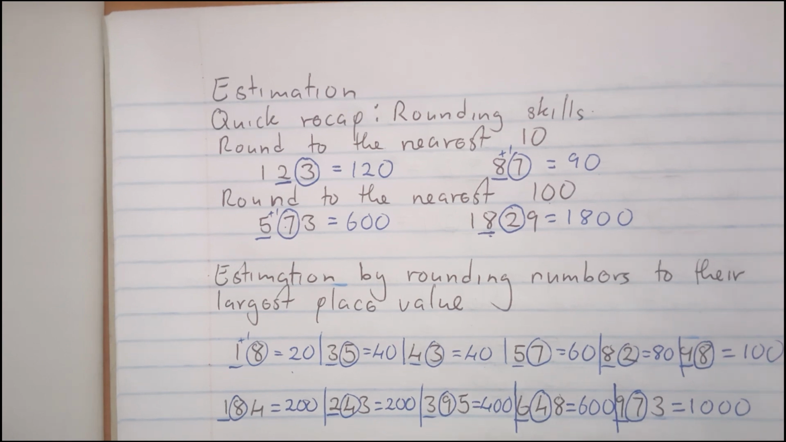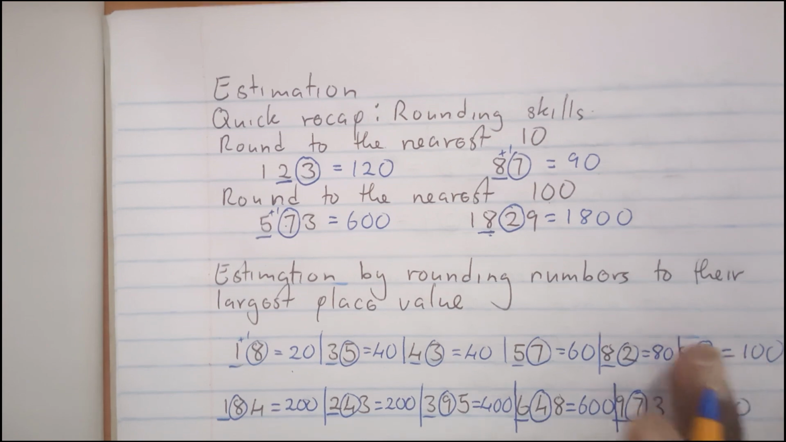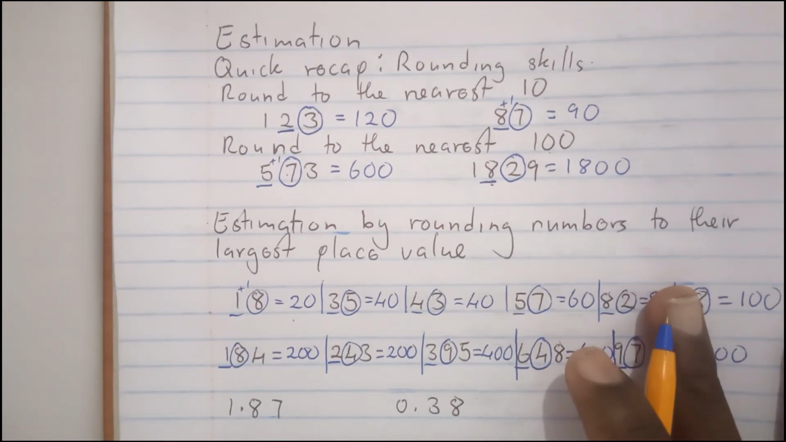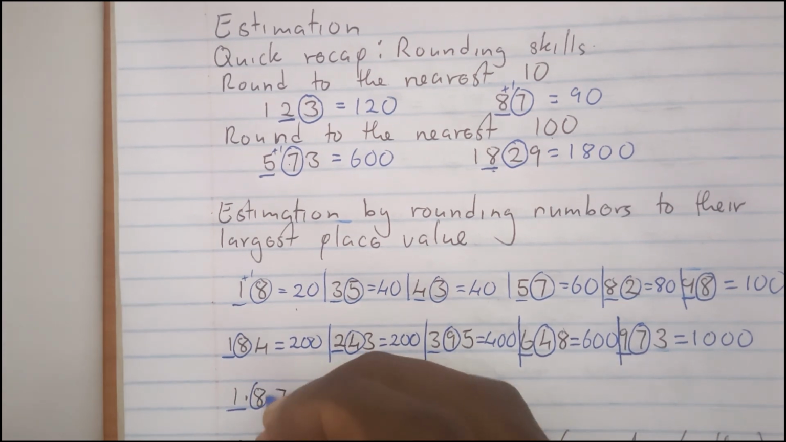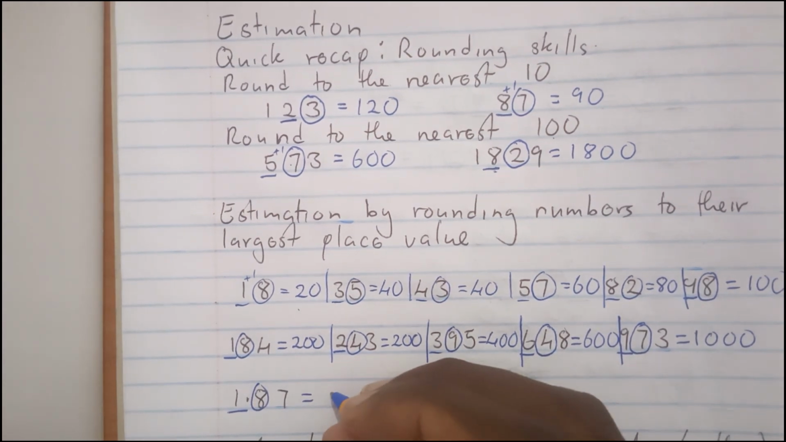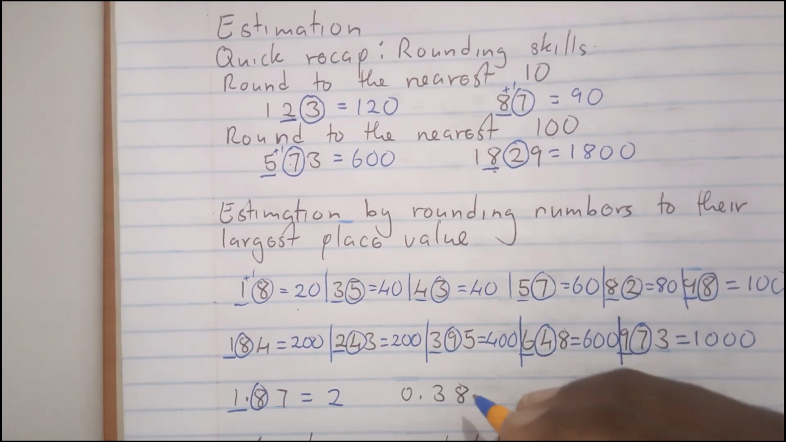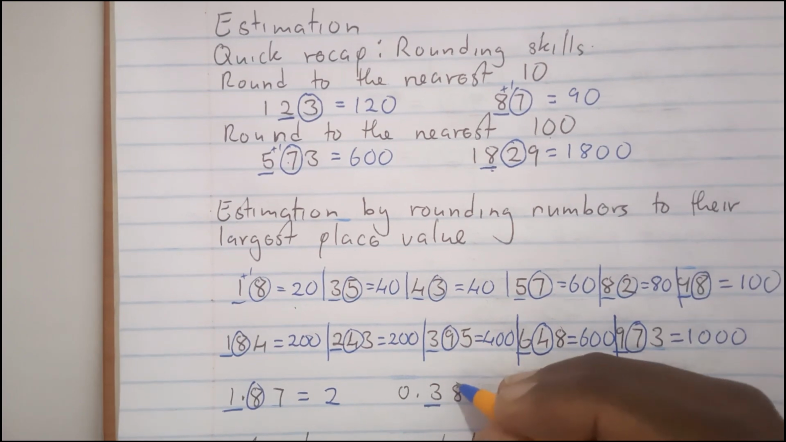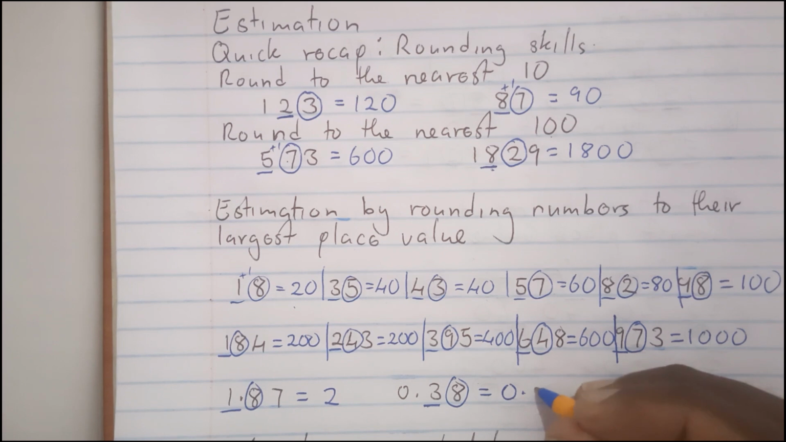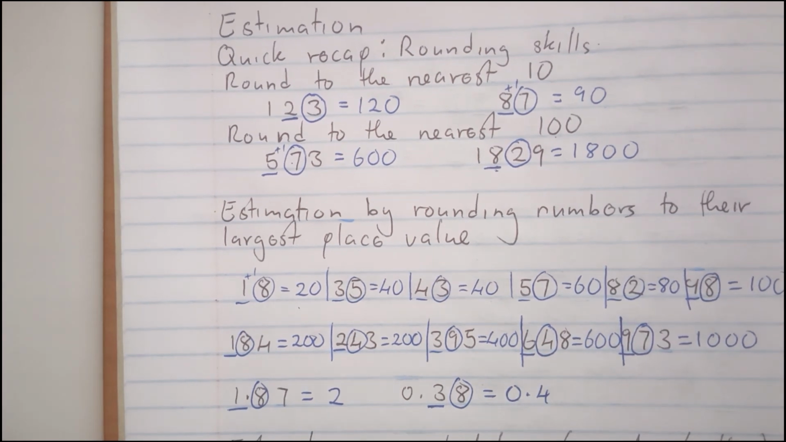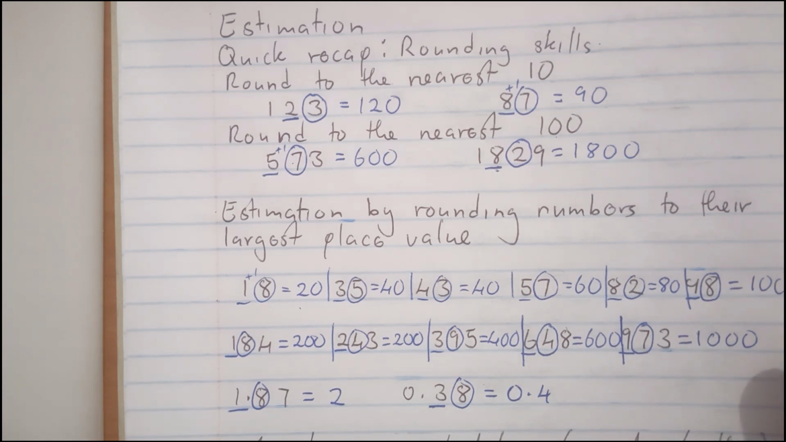With the following numbers, what happens when you have decimal numbers? Again, the same thing: largest place value, we have ones, the determinant, so this becomes 2. Then again here we round, largest place value, determinant, we have 0.4. That's basically how to estimate some of these numbers to the largest place value if need be.